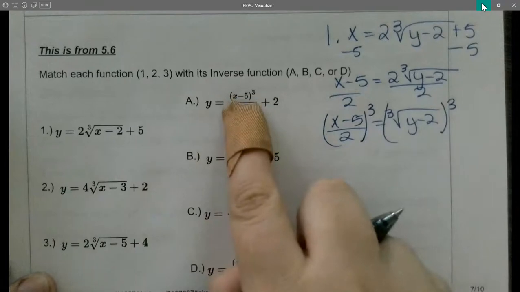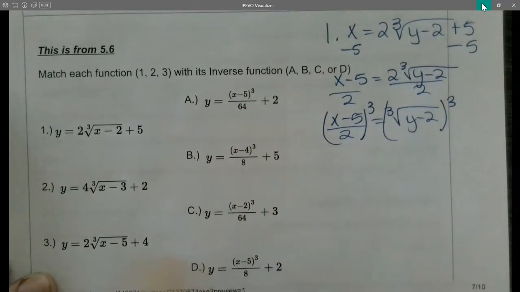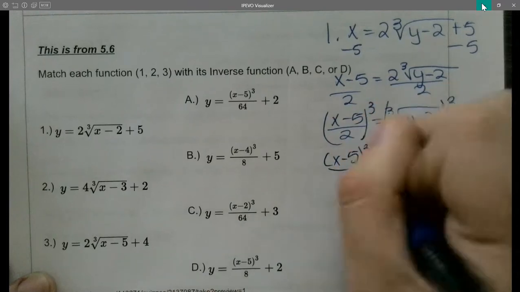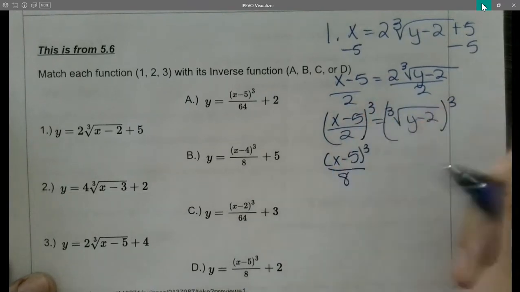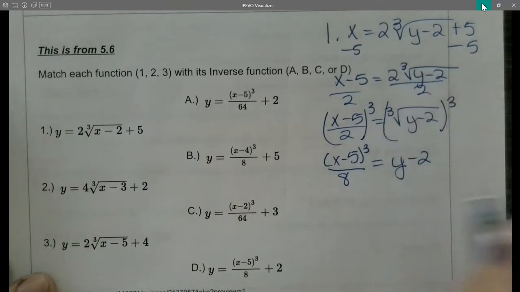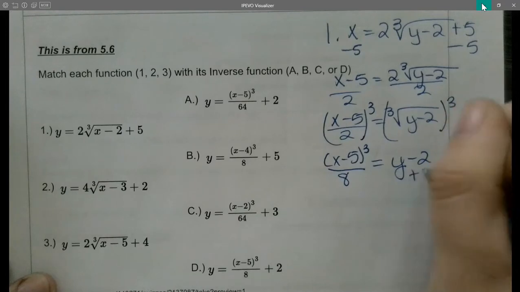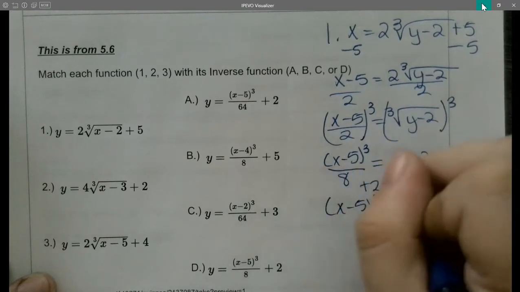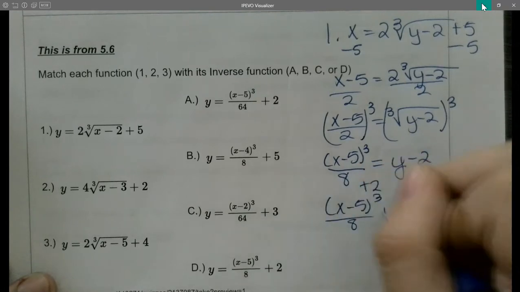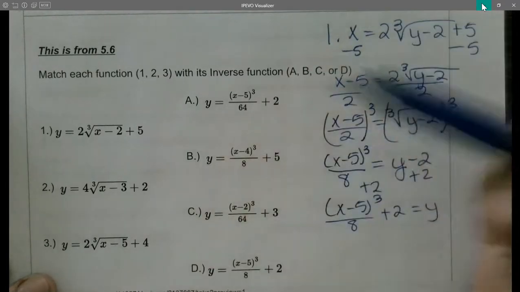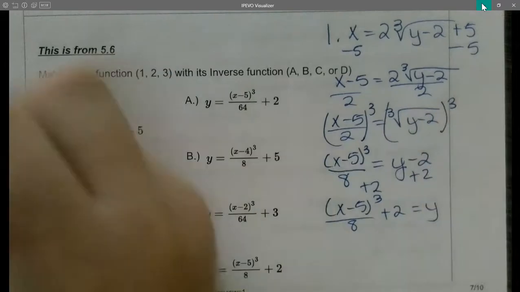Notice on these answers, just the top part stays written like that with the exponent. I don't actually have to cube it out. And then 2 cubed is 8. I could type that in Desmos if I didn't know it. And then I have it equaling y minus 2. To get y alone, I add 2 to both sides. So I have x minus 5 cubed over 8 plus 2 equals y. So this is minus 5 over 8. This is D.